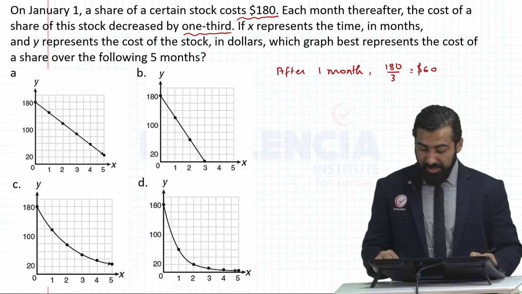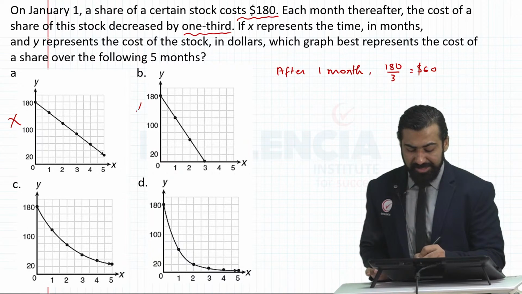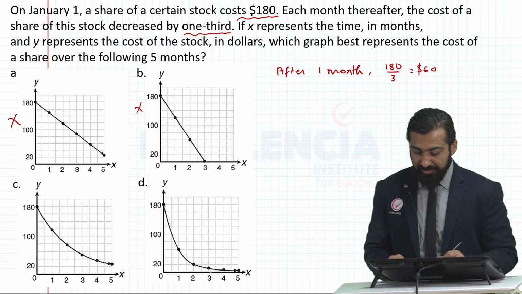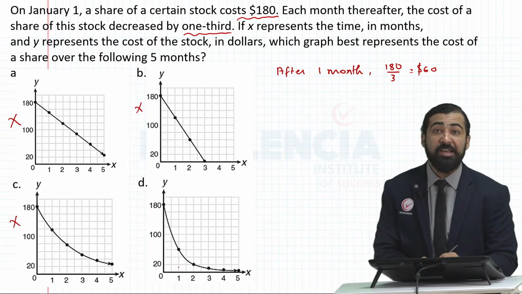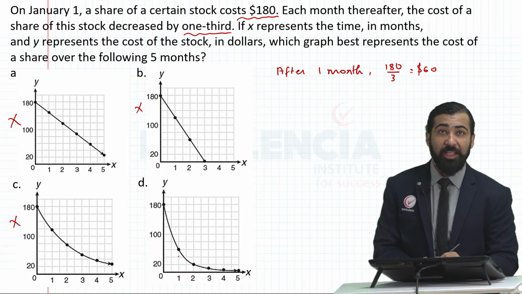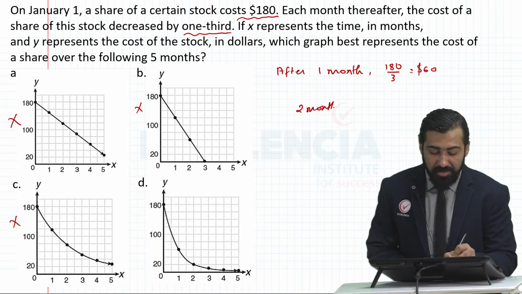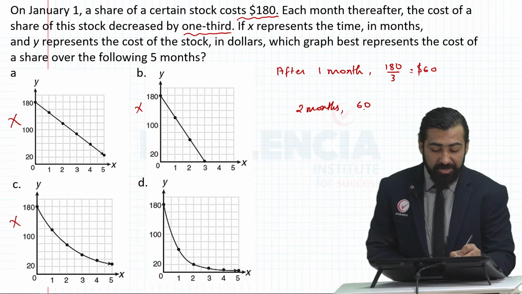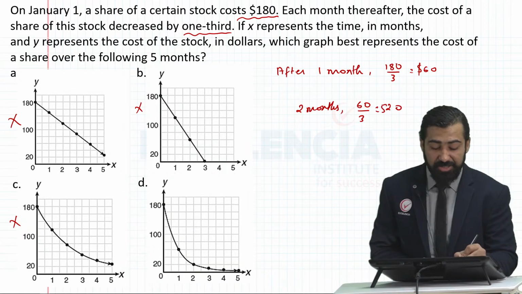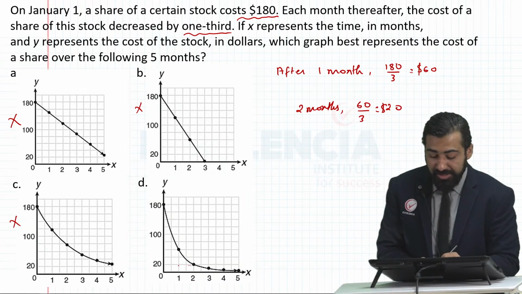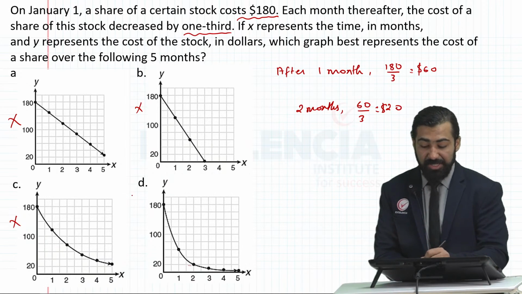So let's see, for the first graph it's not. For the second graph it's a little over 100. For the third graph, again it's over 100. So only graph D satisfies the criteria because you can see it's $60 after 1 month. Just to be sure, let's also check for the second month. After 2 months, the price of the stock will be 1/3 of 60, which comes out to be $20. And you can rightly see that here it's $20 after 2 months. Okay, so that's why option D satisfies.